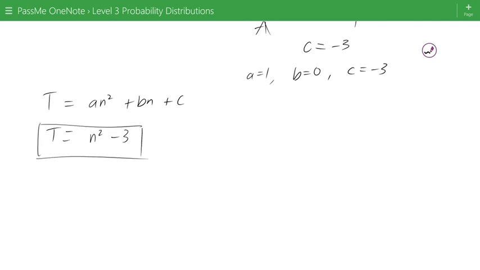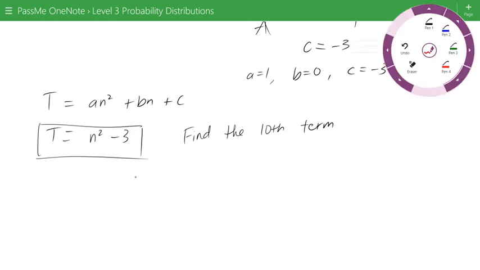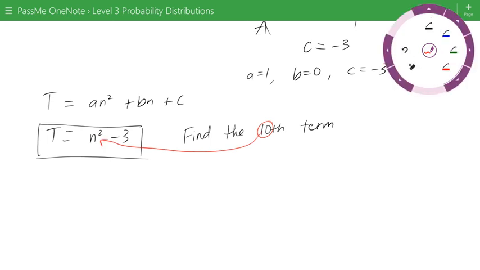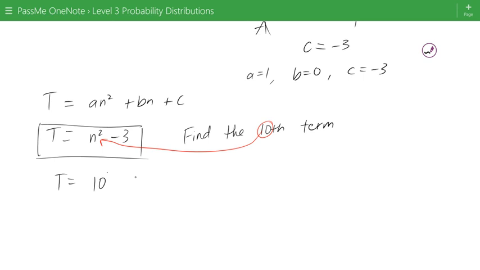Now for that question 197, it's asking us to find the 10th term. So I need to do that too. The 10th term. What that means is they want us to put in the number 10 instead of n. So I'm going to write t equals 10 squared instead of n squared. 10 squared is 100. 100 minus 3 is 97.